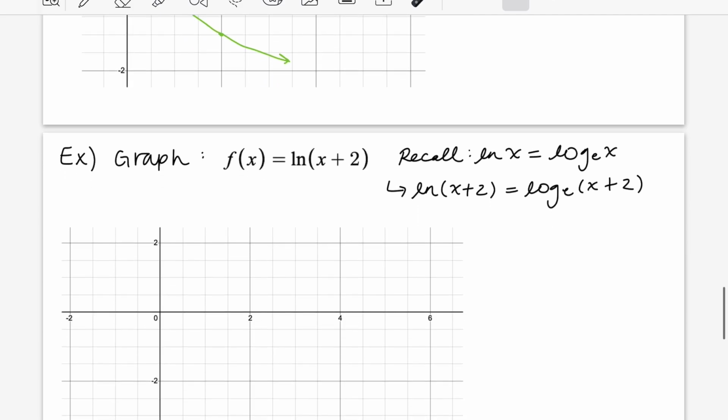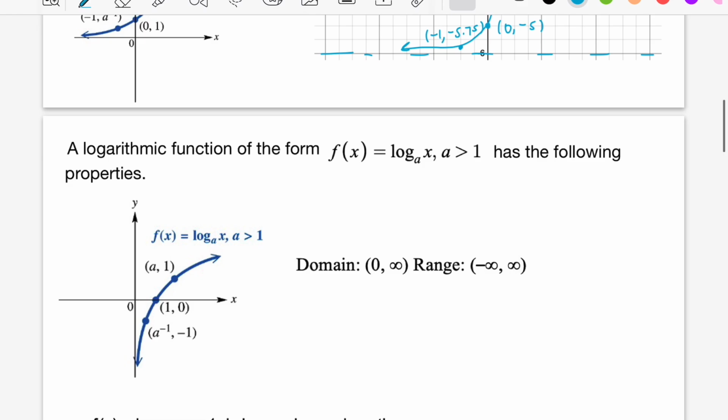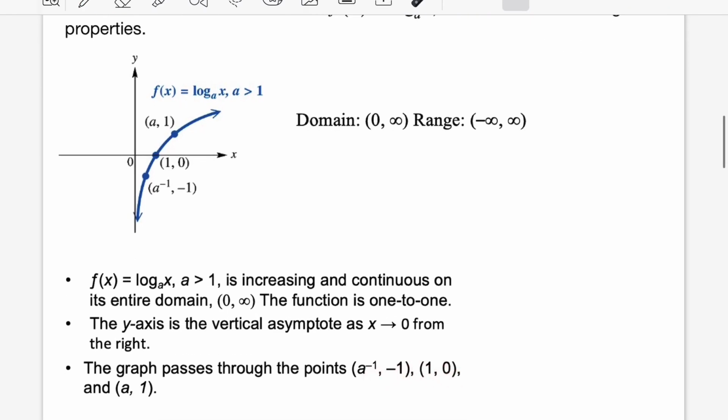So the first thing that we're going to want to do is graph our parent function, this guy here. We know that we're going to have a vertical asymptote at our y-axis. We also know that our function is going to pass through these points here, or our graph is going to pass through these points here.